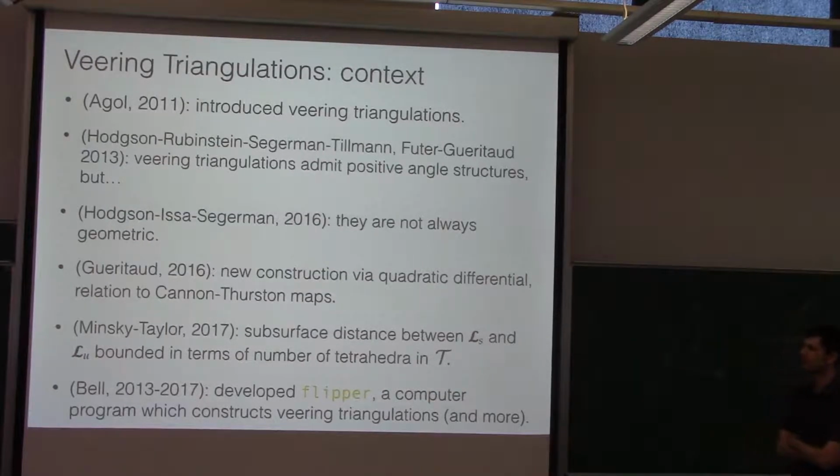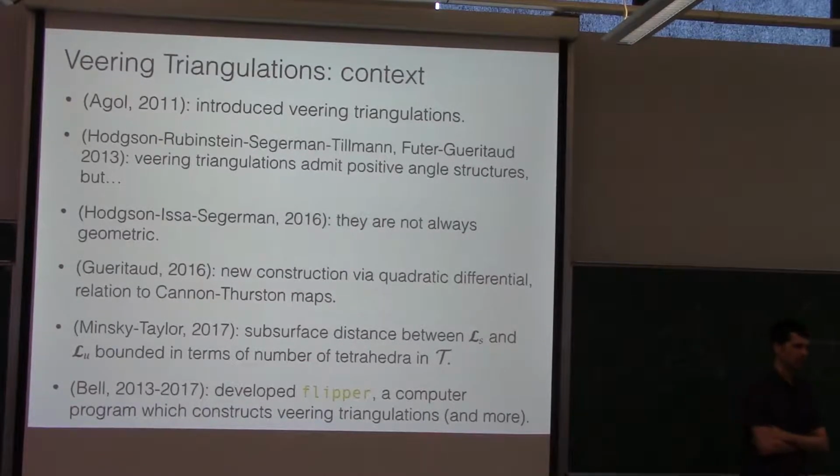More recently, Minsky-Taylor showed that the subsurface distance between the singular laminations L^s and L^u, so these are the stable and unstable laminations associated to the foliations that I talked about earlier, is bounded in terms of the number of tetrahedra of T. If that means something to you, then great. If not, I'm not going to go into that further. And then between 2013 and 17, Mark Bell developed this program Flipper, which helps us actually construct veering triangulations.